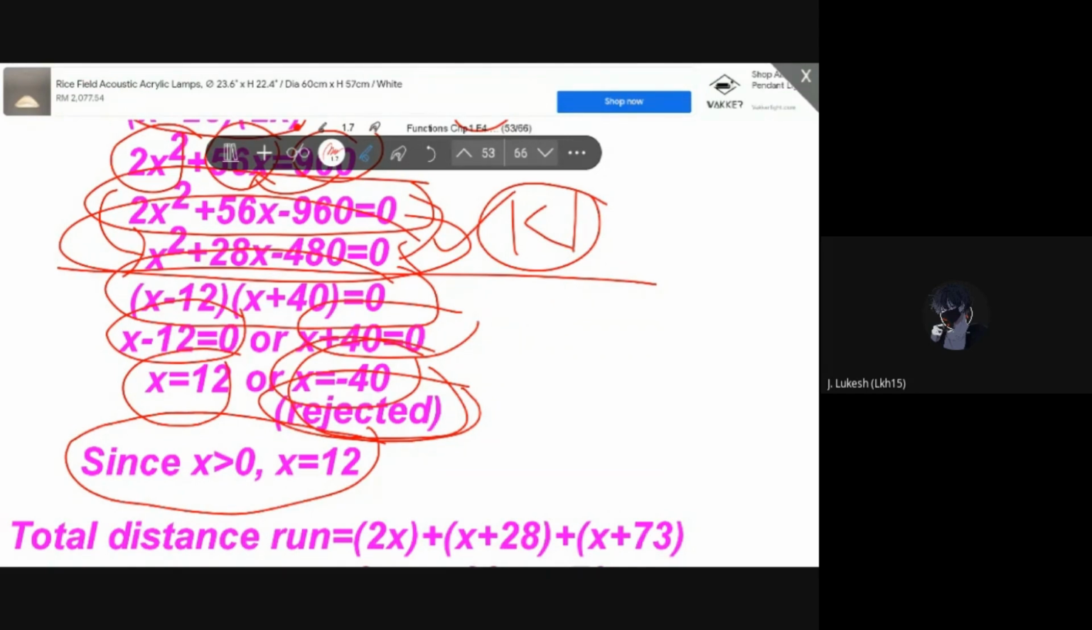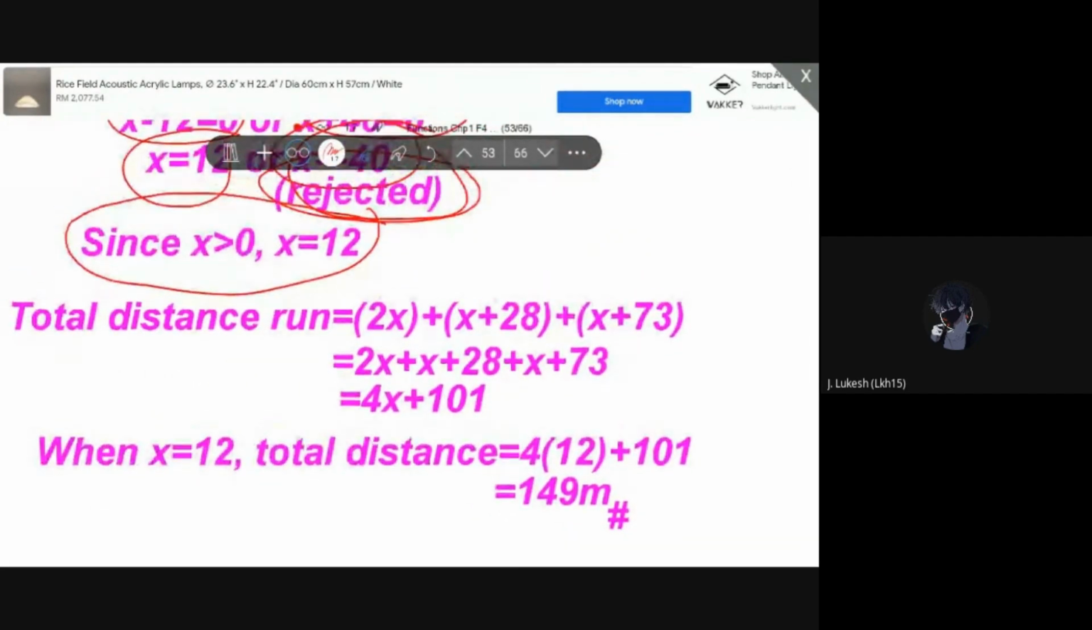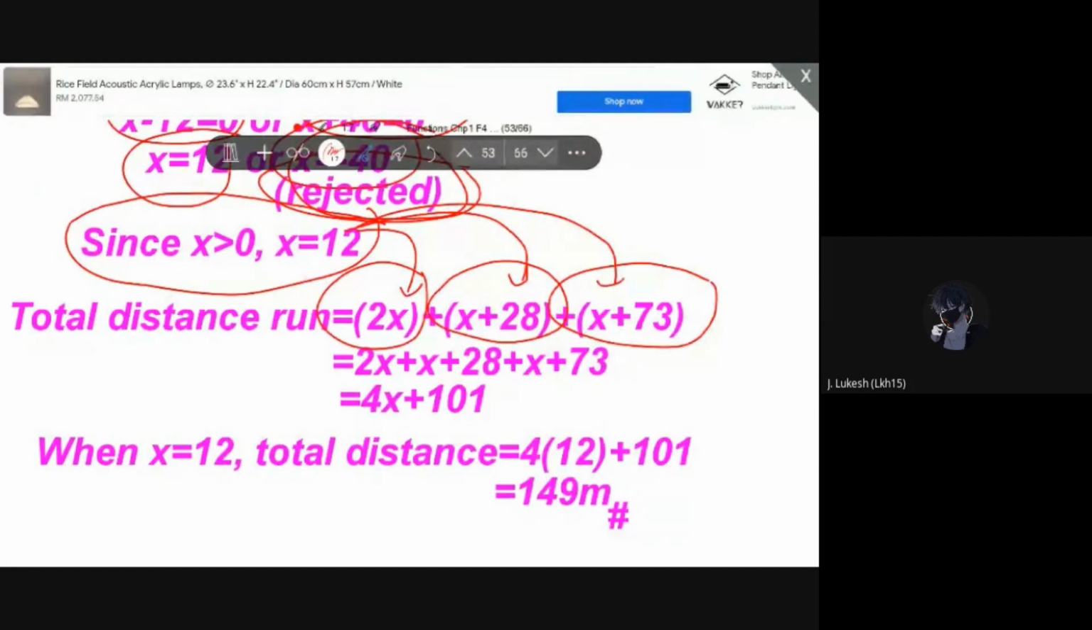Okay. So now we calculate total distance one. So just now kamu semua bagi tahu perimeter kan? So 2x tambah x tambah 28 tambah x tambah 73. So what you do is kamu kena gantikan saja nilai x ni dalam semua x bagi ungkapan ni. You just substitute x value into all the expression. So you will get 4x plus 101.